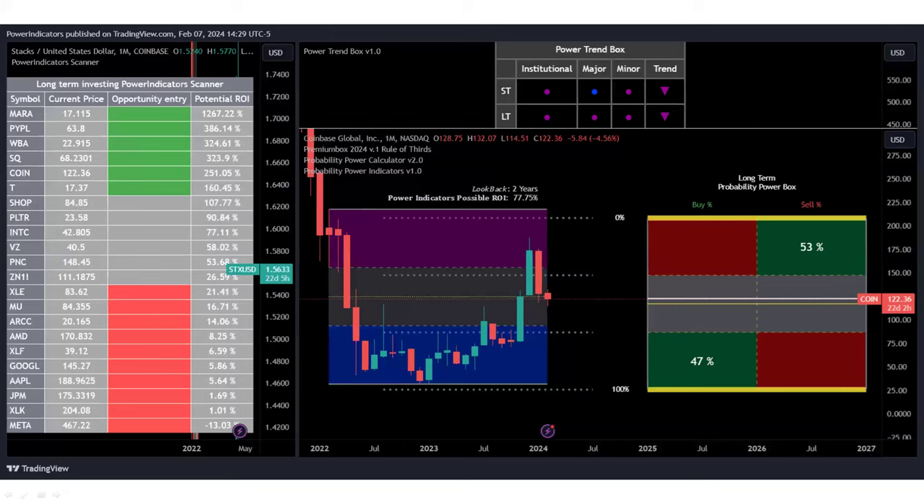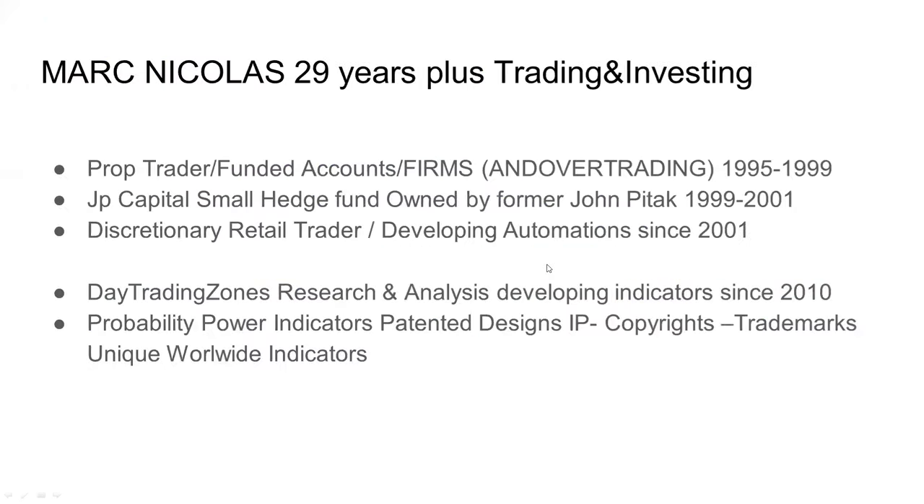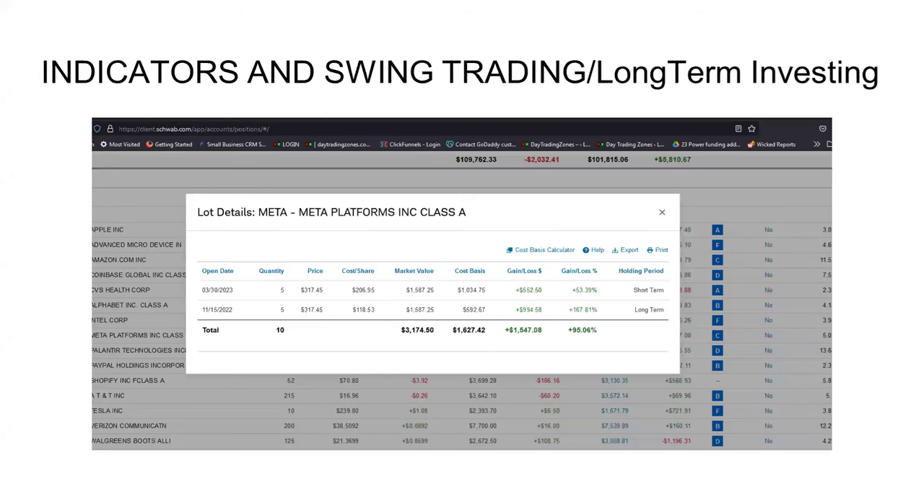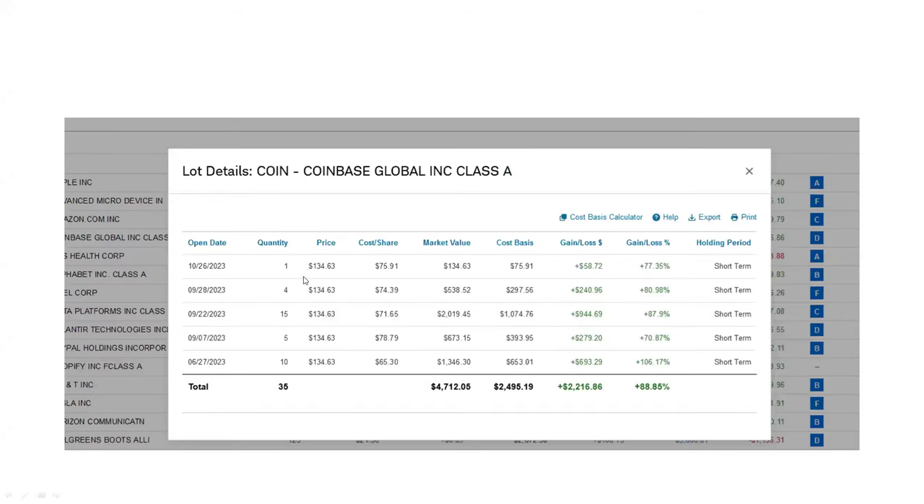So you can see this was the... So here is the Coinbase. So those were the shares at which I bought Coinbase, right?